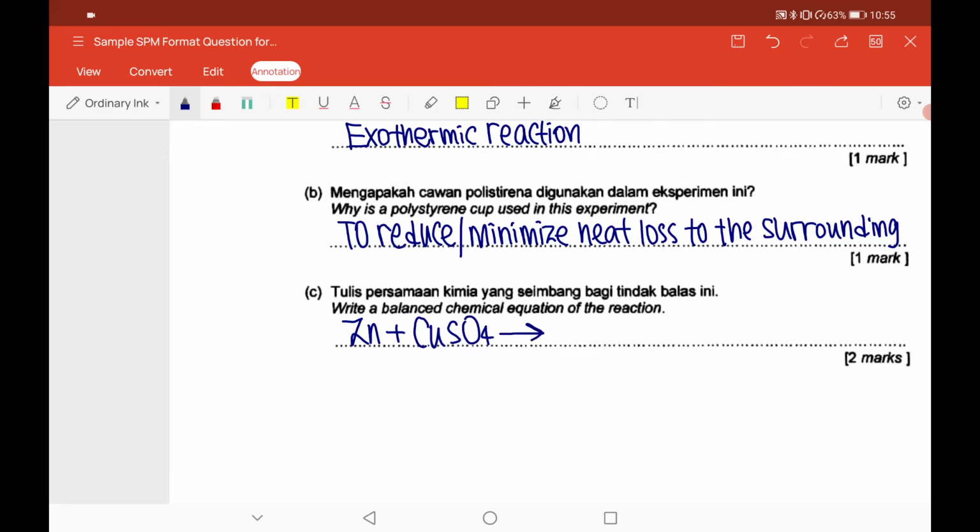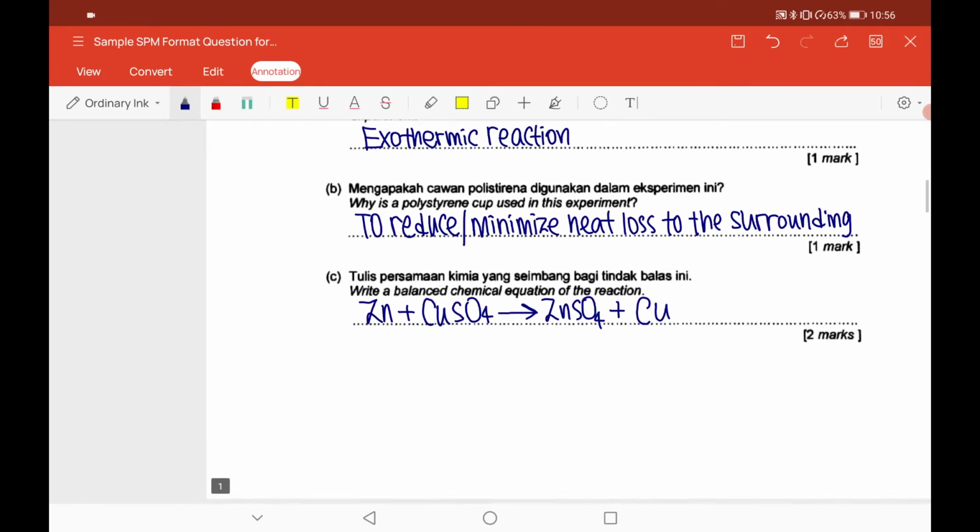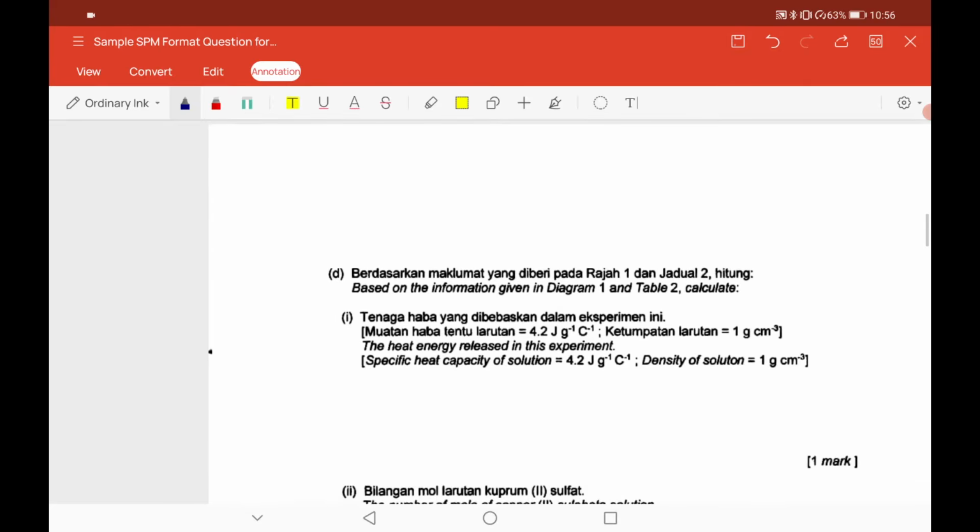So this is a very simple gangster bully concept. Zinc is a more powerful gangster than copper. Why? If you look at ECS, zinc is higher than copper in ECS. So when zinc is more powerful, zinc will kick the copper out. So the copper you kick out, now the zinc will take the sulfate. You will get zinc sulfate. So I hope you know how to write this chemical equation, yeah? You must make sure it is balanced. Okay?